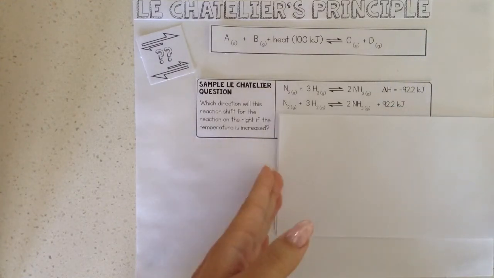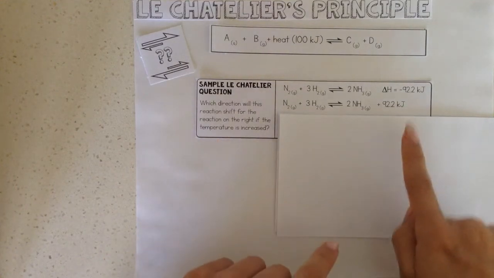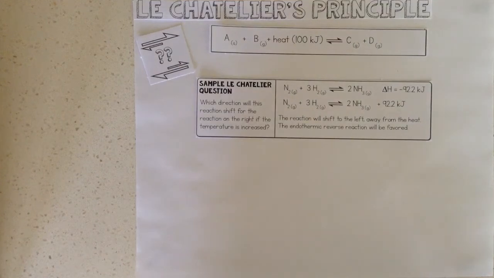Now, if we're increasing the temperature, we're adding more heat, which way is equilibrium going to shift? Well, it's going to shift to the left, away from the heat. So your endothermic reverse reaction is going to be favored.